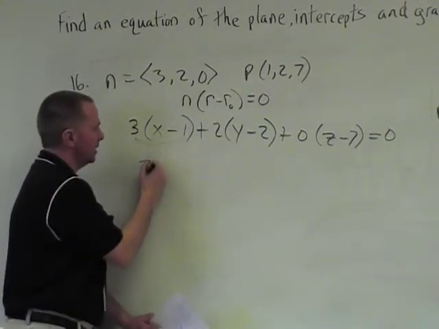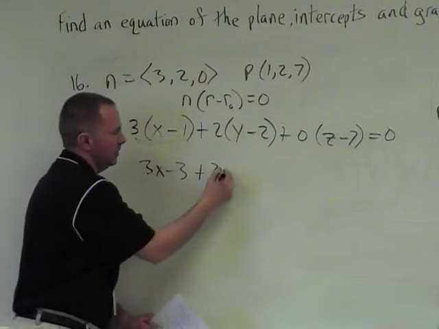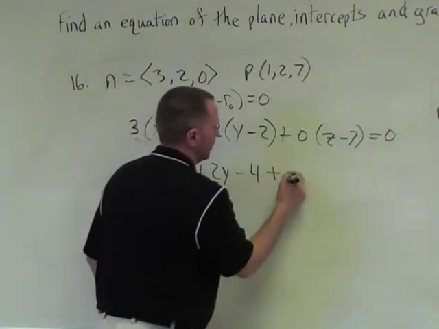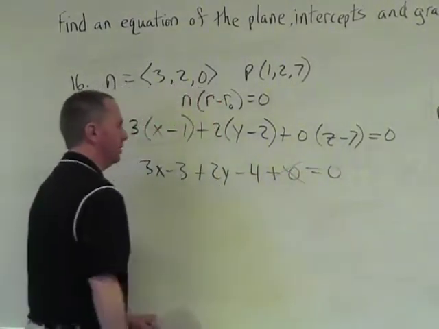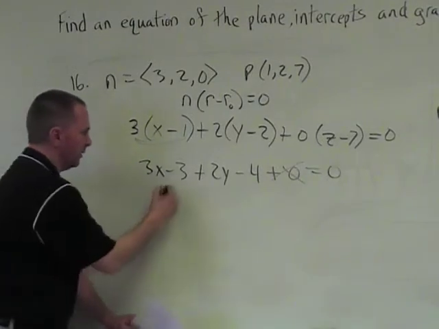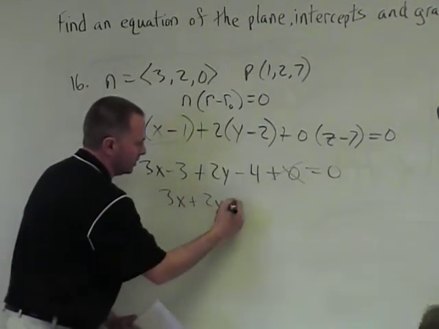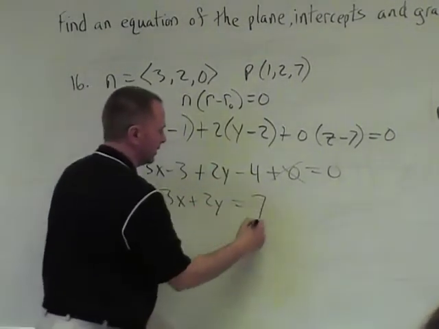So now we distribute, that's 3x minus 3, 2y minus 4, plus 0 equals 0, so that's just gone. We have 3x plus 2y, put everything else on the right side. Add 3, add 4, we get 7.